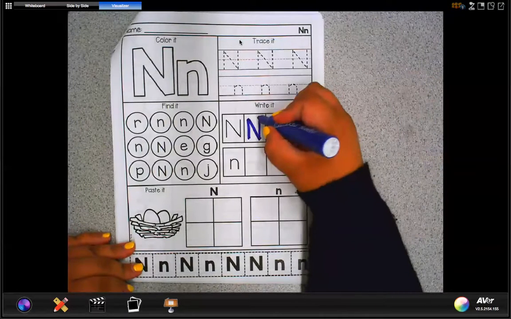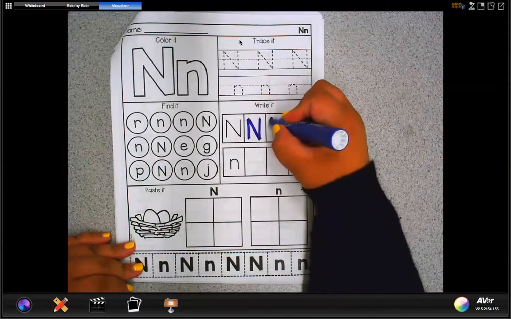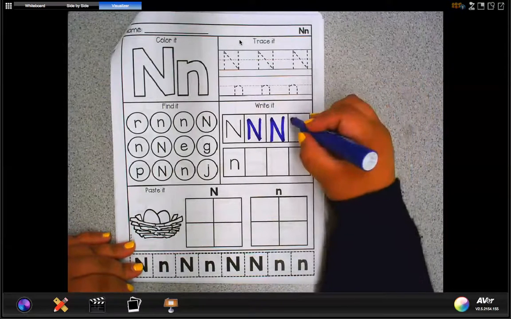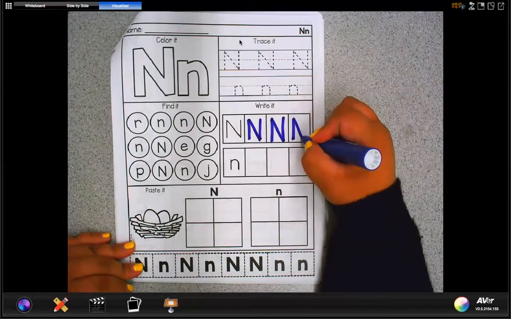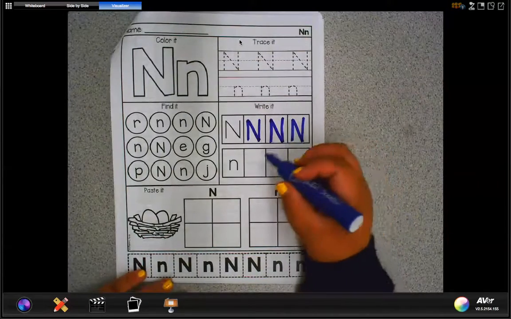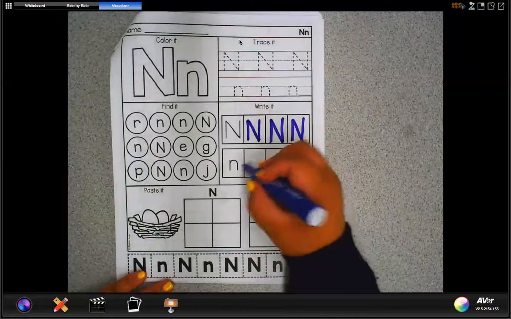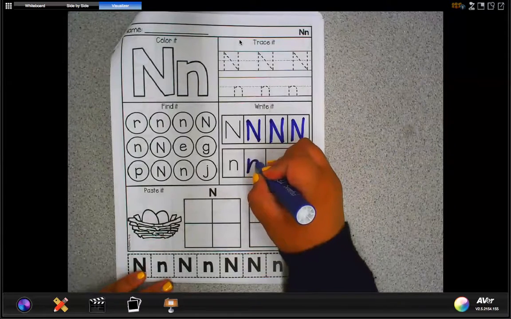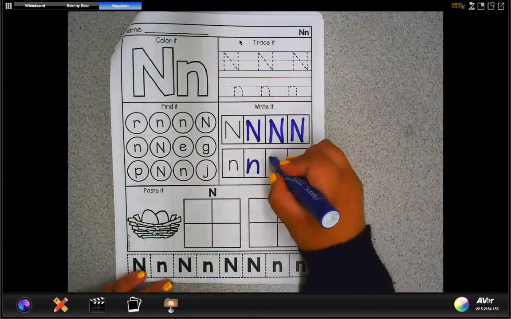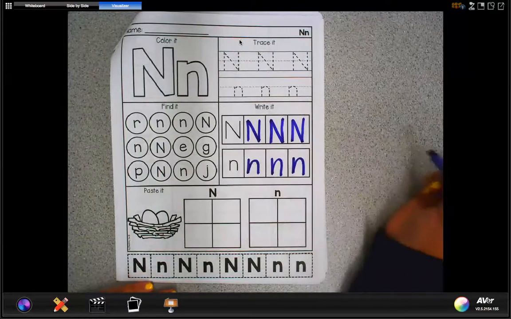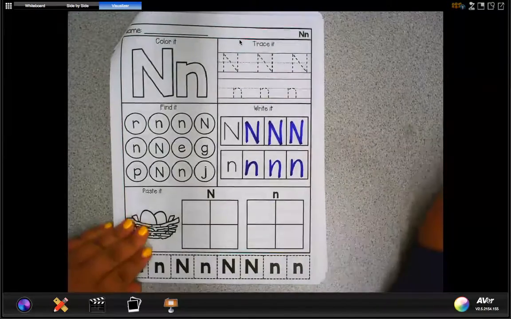Okay, let's do that again. Vertical down, diagonal, vertical up. Okay, vertical down, diagonal, vertical. And then lowercase n is a small vertical line, and then we come up and down like a rainbow. Small vertical and a rainbow. Okay, good job. You can do the rest on your own.